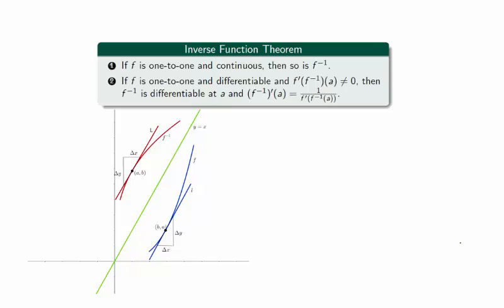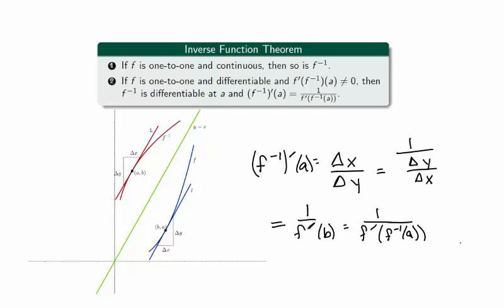Since f is differentiable, it has a tangent line at the point (b, a), and hence the tangent line to the graph of f inverse at (a, b) is obtained by reflecting the tangent line to the graph of f at the point (b, a) about the line y equals x. Thus we compute f inverse prime of a is equal to delta x over delta y, which is equal to 1 over delta y divided by delta x, which is equal to 1 over f prime of b, which is equal to 1 over f prime of f inverse of a.